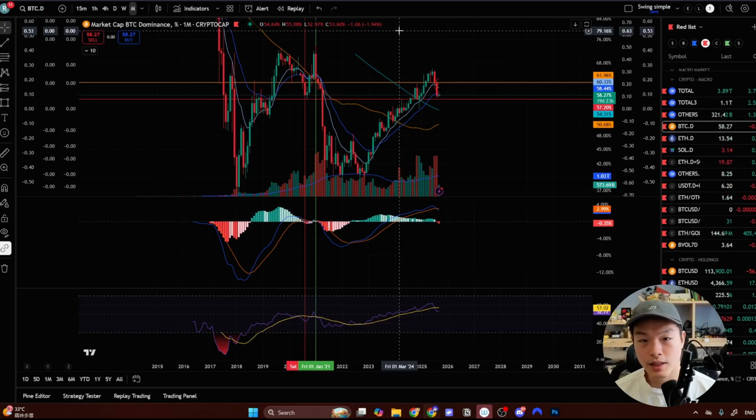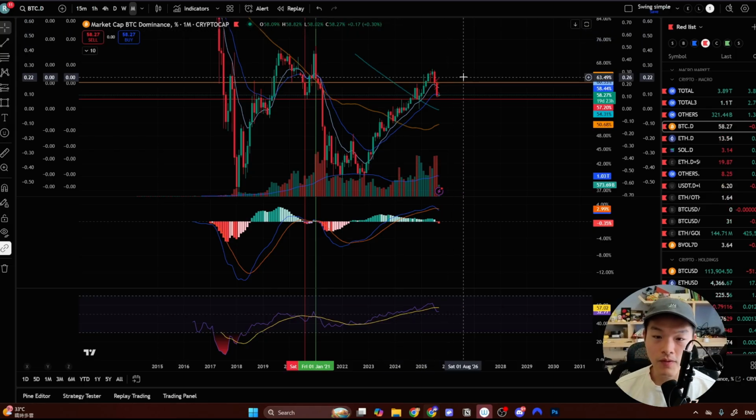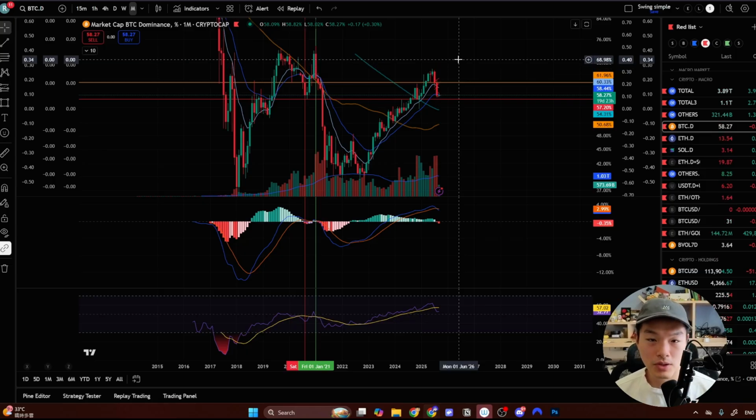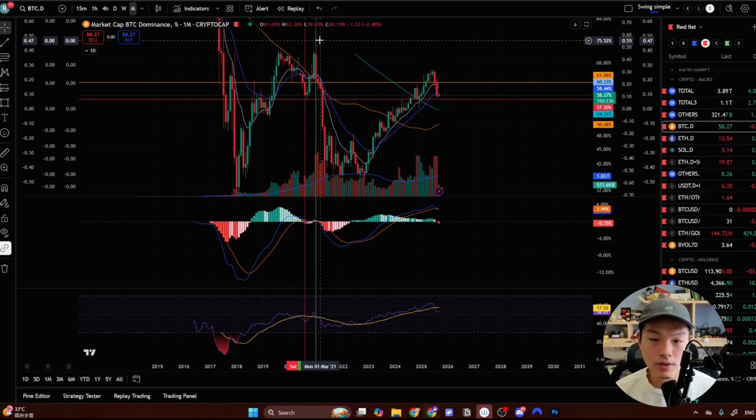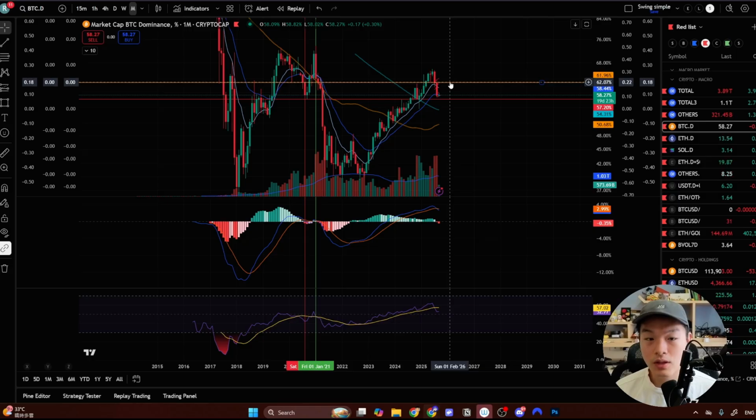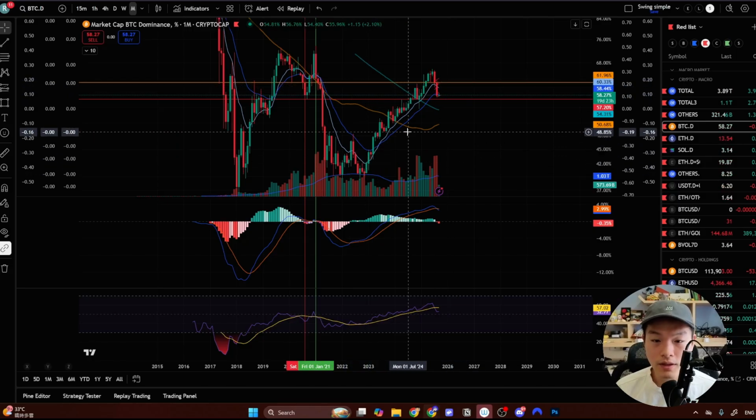When people are making huge shifts in their portfolio allocation, they're not going to be looking at the daily chart or the 4-hour chart to make decisions. Most of the time, people that have been around for a while are looking at the monthly and the weekly chart to take really strong signals seriously rather than the daily chart.